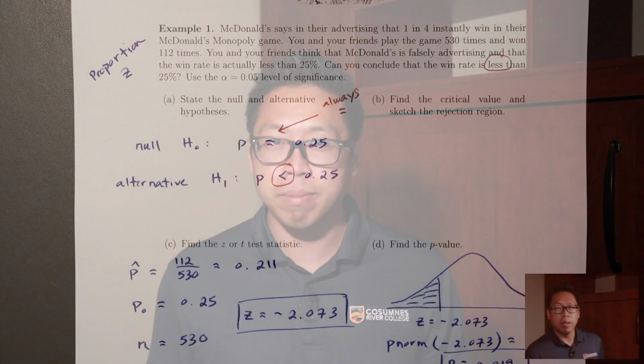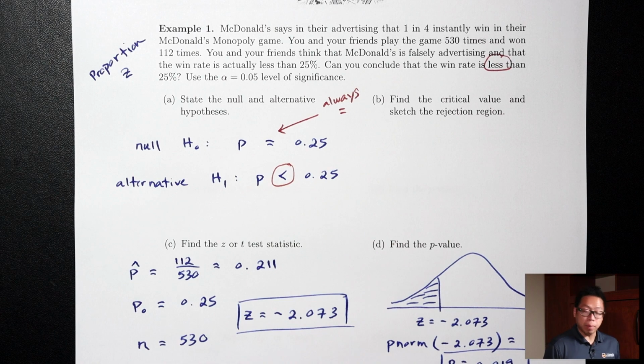Either you reject or you don't reject. And if you don't reject, all that means is that there wasn't enough evidence for you to reject H0. So those are the only two outcomes of a hypothesis test. Either you reject H0 or you don't reject H0. Nothing else. Let's now go back to part B that we skipped.